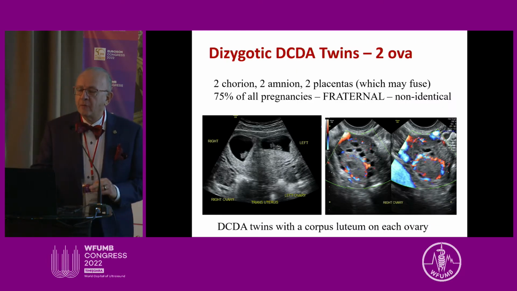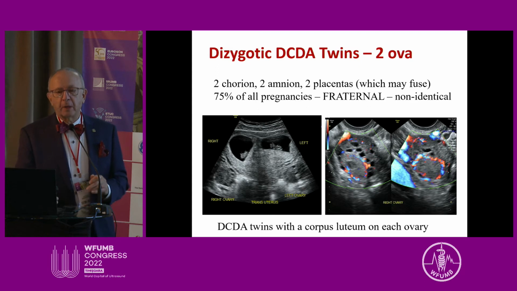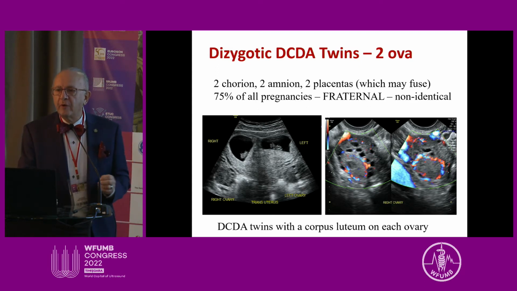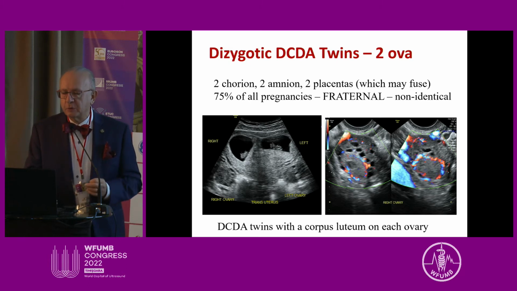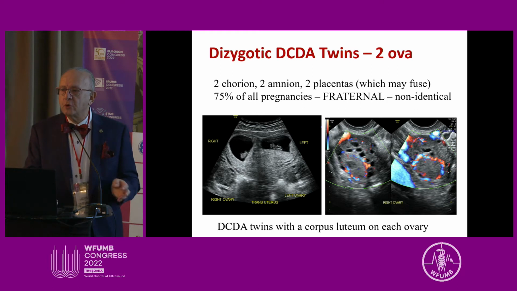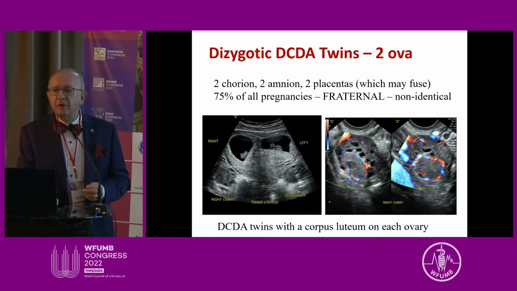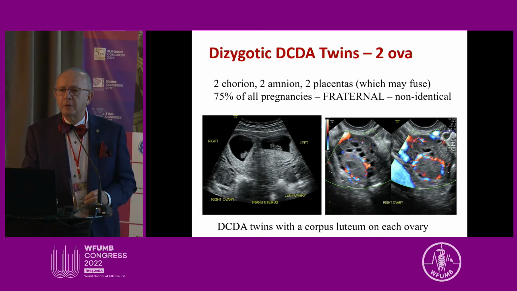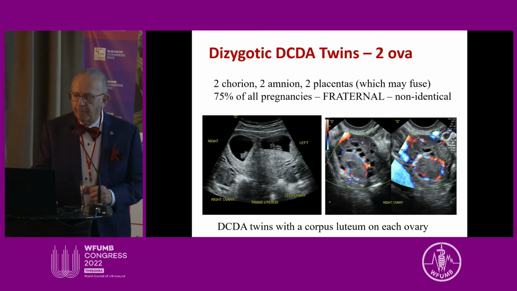So we can have dizygotic, dichorionic, diamniotic twins when there are two ova fertilized by two sperm cells, and then everything will be double, okay? 2 chorion, 2 amnion, 2 placenta. Sometimes they fuse, but in general 2 placenta. That's 75% of all pregnancies. They're also called fraternal twins or non-identical.